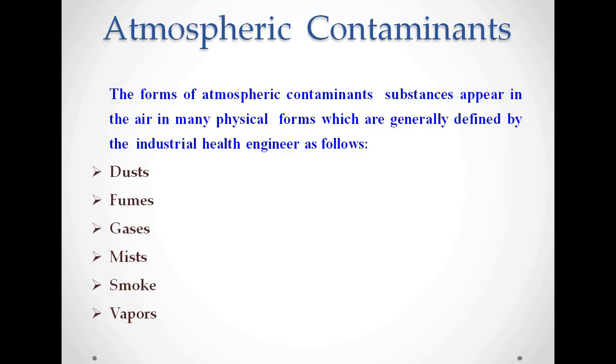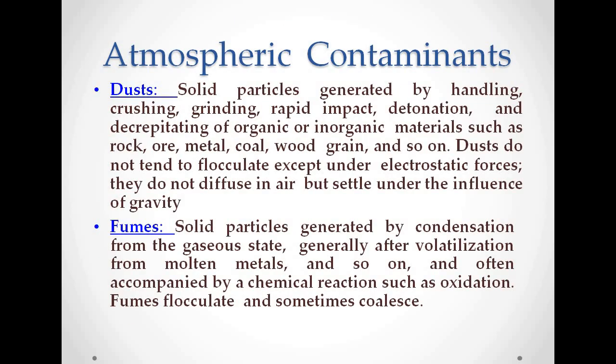Now let us consider atmospheric contaminants. Atmospheric contaminants or substances appear in the air in many physical forms, which are generally defined by the industrial health engineer as dust, fumes, gases, mist, smoke and vapors. Let us see in detail about them one by one.